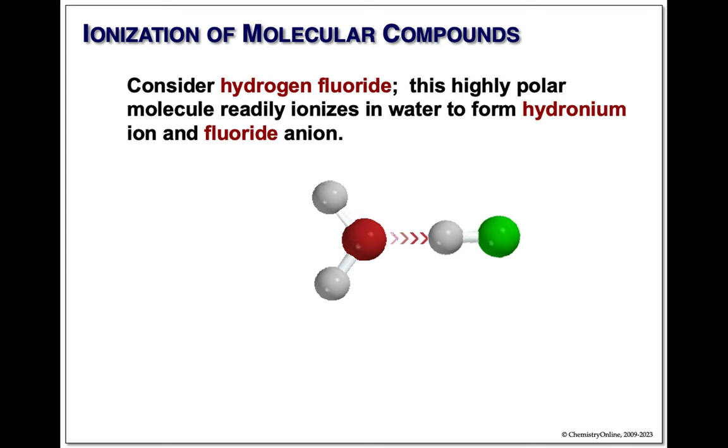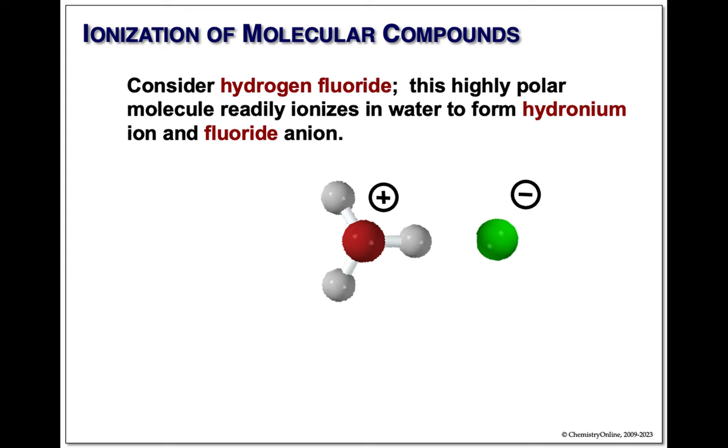Now, as it does this, just like the process of autoprotolysis, this hydrogen bond can break the covalent bond here, resulting in hydronium ion and fluoride. The attraction is so powerful, we have broken a covalent bond. Here's the equation for it: HF plus water gives H3O plus and fluoride anion.